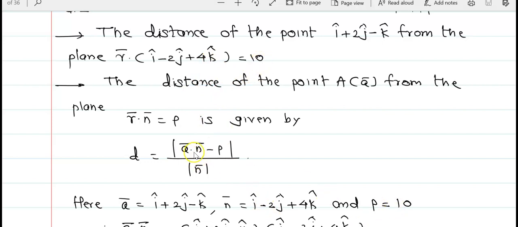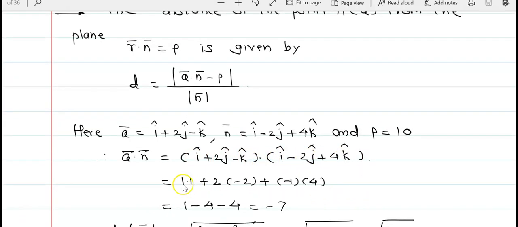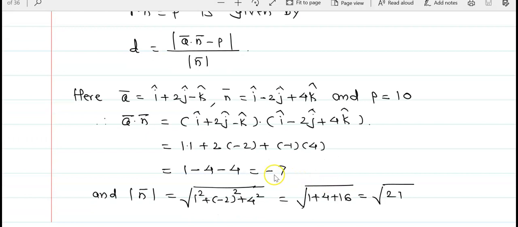Therefore, find out the value of a bar dot n bar. That is (i plus 2j minus k) dot (i minus 2j plus 4k). From there, 1 into 1 plus 2 into minus 2 plus minus 1 into 4, and overall you will get minus 7. Mod of n bar is equal to under root of 1 square plus minus 2 square plus 4 square, that is under root of 1 plus 4 plus 16, that is root of 21.